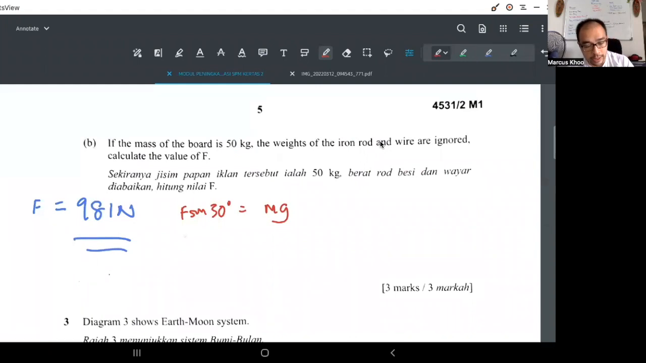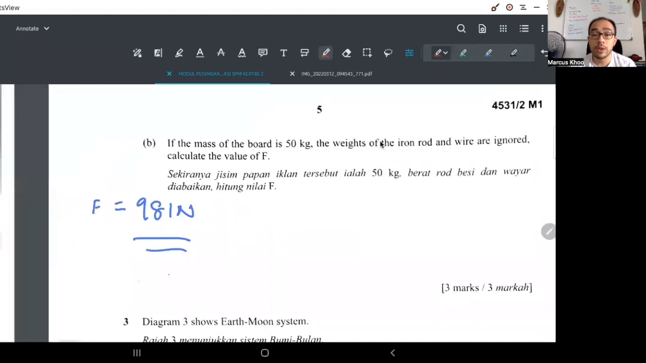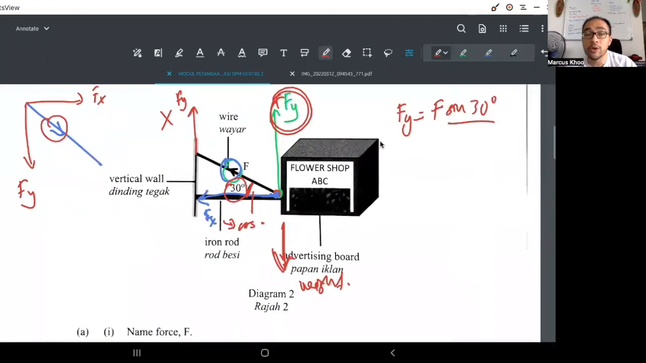So then you can calculate this now. F sine 30, I think sine 30 is 0.5. Okay, m is 50 and then g is 9.81. So you get about 981 newtons. Again, we see this question quite a lot this year, equilibrium of forces.